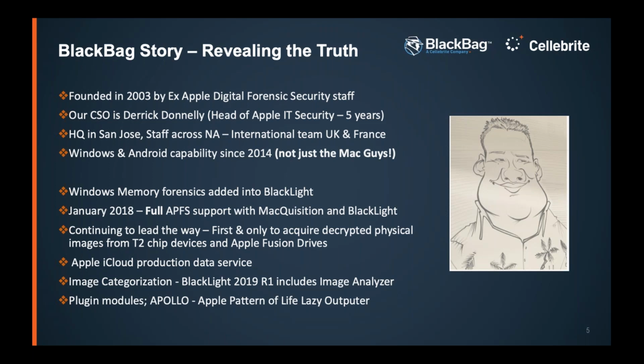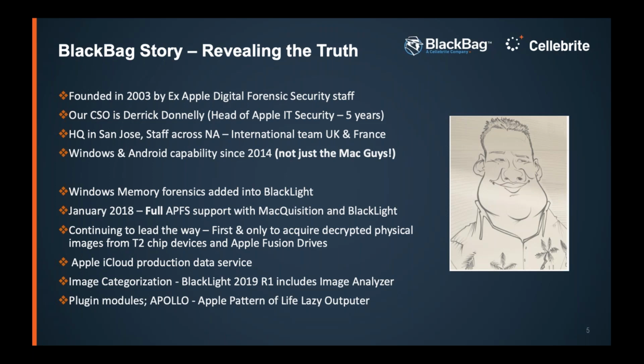We also continue to lead the way in respect of imaging Mac computers, and we still have the first and only tool with MacQuisition that can give you a physical decrypted image from a T2 chip Mac, and the same from Apple Fusion drives. This is so important in forensics. Most of you will appreciate the value of getting that physical image, be it in mobile devices as and when you can. But now with the T2 chip Mac, this is equally as important because every single computer coming out of the Mac factory right now has a T2 chip on board.